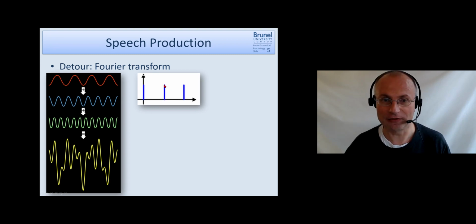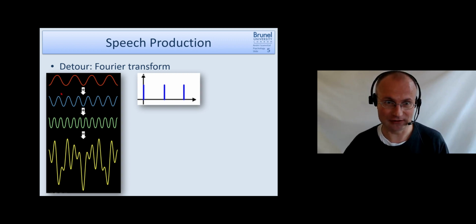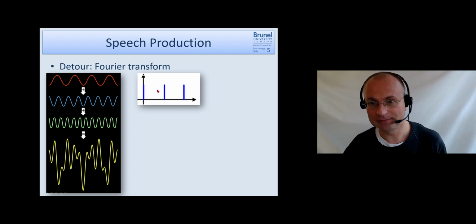Now the height of the bar would reflect the amplitude. That means basically the loudness of the signal. So they are all the same here, but suppose this one would go up here and down here and up here and down here, then this bar would be higher. It's louder. It contains more energy.